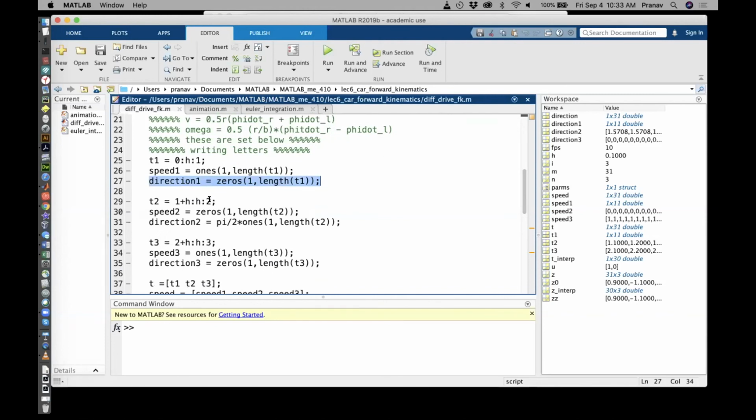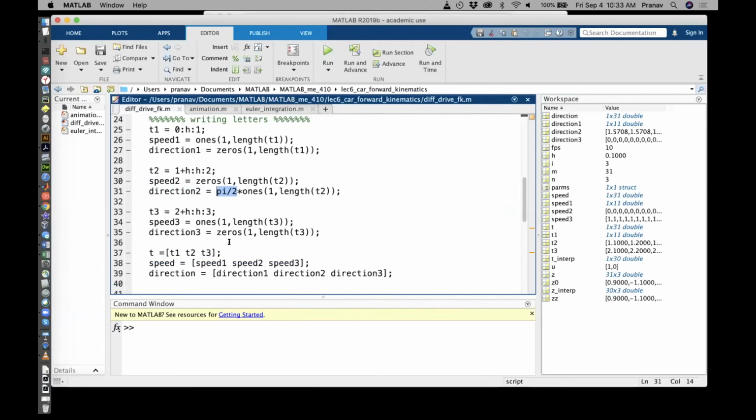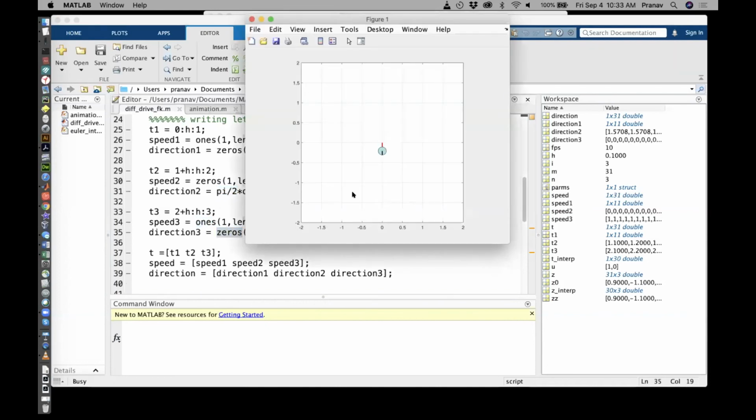Then from 1 to 2 seconds, I basically got the car to not speed up. So it's going at 0 speed, so it's not moving effectively, but I set the direction to be pi by 2, which means it's turning by a constant. So you saw that it actually went down and then it actually turned to proceed to get the horizontal line in the L. So then from 2 to 3, it basically had speed of 1 and 0 for the direction. So running this again, it had 3 motions, turn and then go.